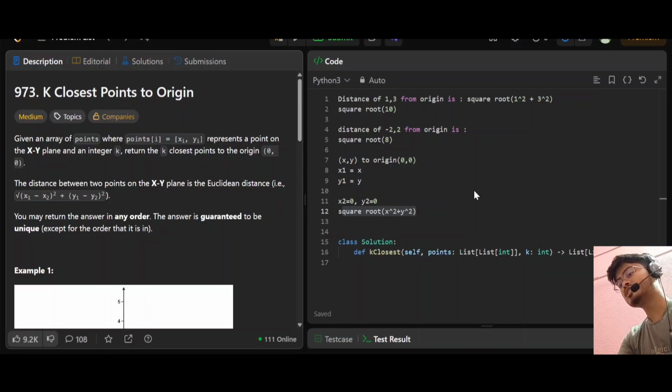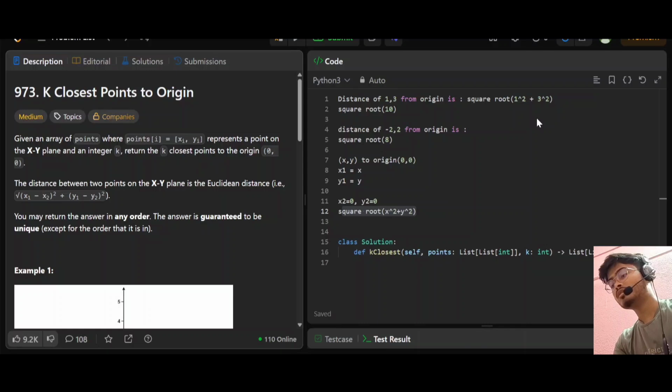Now the simplest solution will be to first calculate the square distance of every point from the origin. Then sort all the points based on their squared distances. After sorting, the closest point will appear first, the second closest point will appear second, and so on. Finally, we will return the first k points.